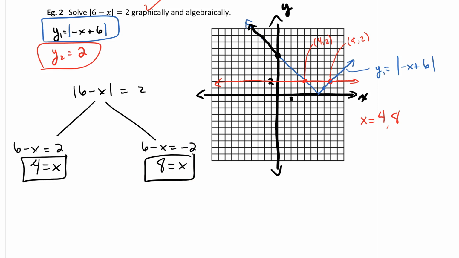Now let's just see if this makes sense. That's always important. So if I would just say 6 minus 4, the absolute value of 2 is 2. Good. If I were to put in 8, I would say 6 minus 8, that's the absolute value of negative 2, which is positive 2, so we're good.